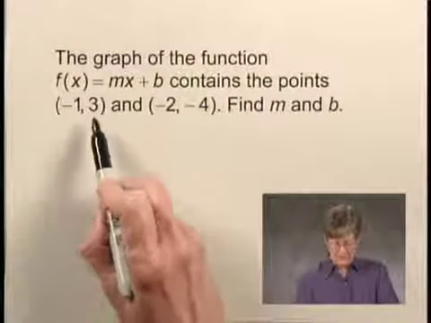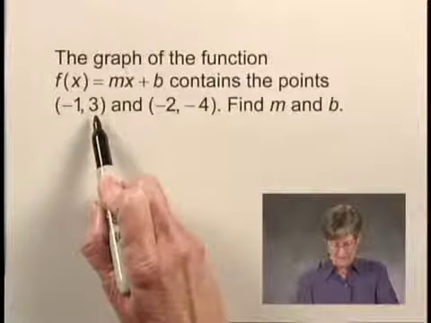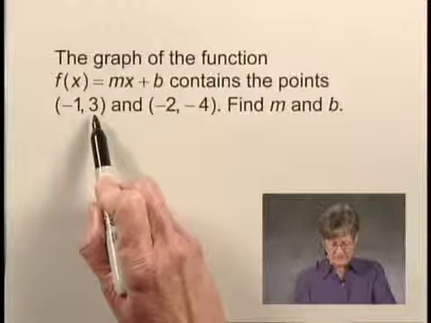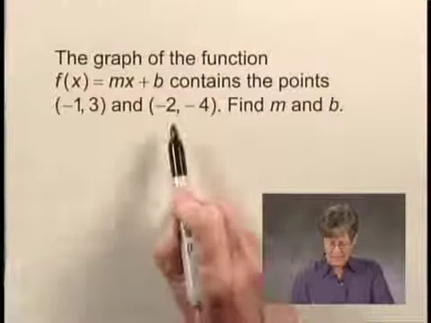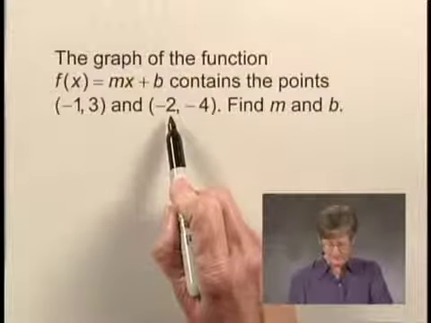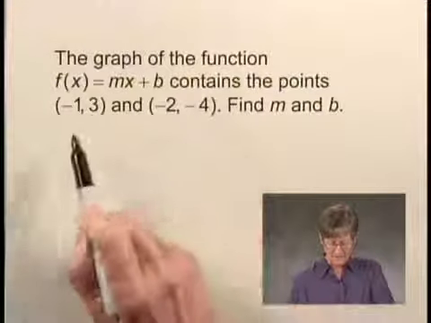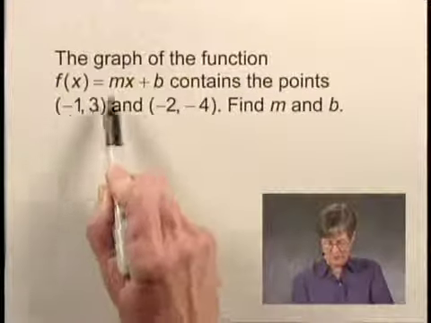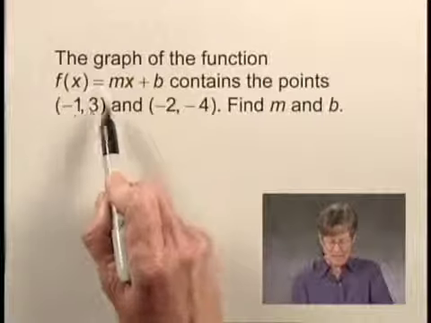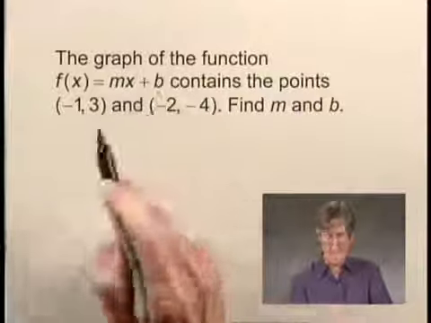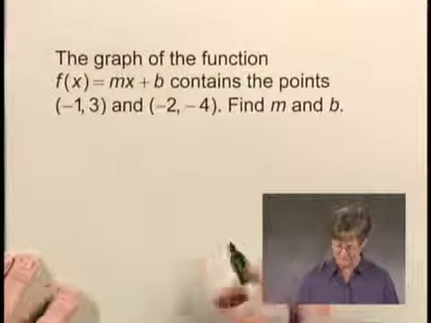This tells us that when x is -1, f of x is 3. And this point tells us that when x is -2, f of x is equal to -4. So that tells us that we can make substitutions into this function, and we'll be left with two equations, and each one will contain an m and a b. So let's go ahead and do that.